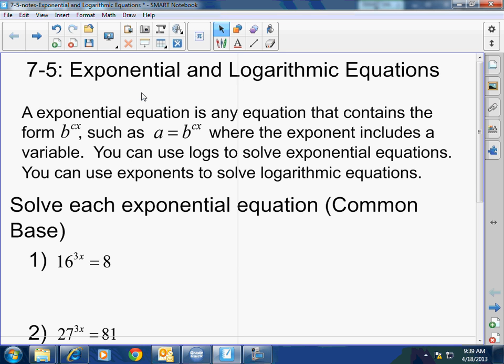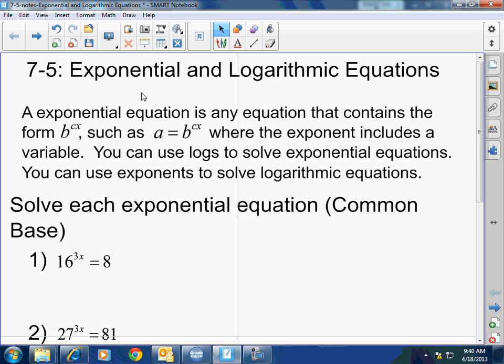And you can use logs, of course, because remember logs are the inverse of exponents and exponents are the inverse of logs. So you can use logs to solve exponential equations, and you can use exponents to solve logarithmic equations, okay? I'm going to have a couple little samples here. There's two different types of exponential equations, and then we'll do the logarithmic equations.